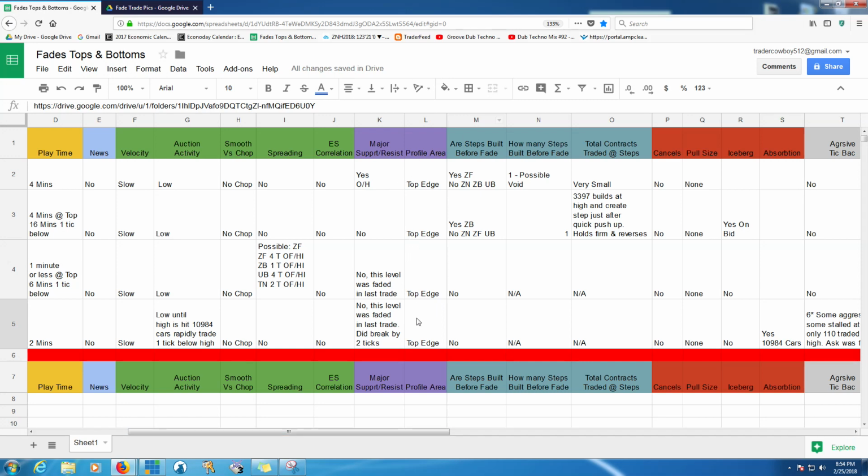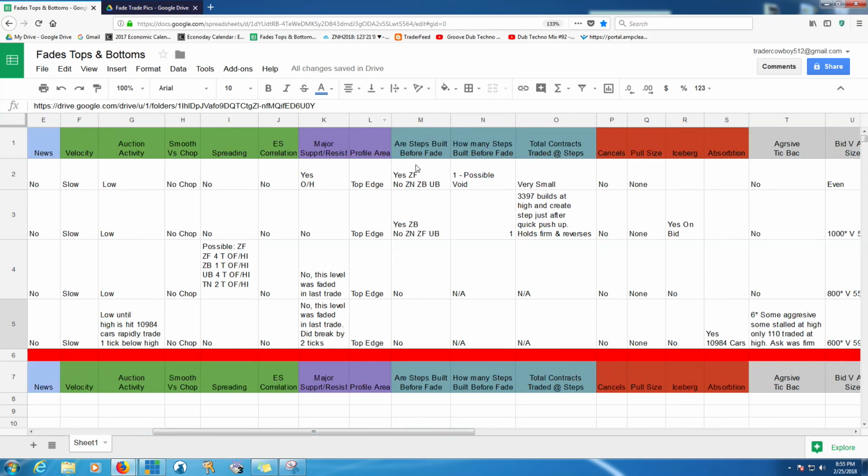Profile area, top edge, top edge, top edge. So this is telling me that the trade was going from long to short, and I was going to fade short because this happened at the top edge of the profile. Were steps built before the fade? Yes. Here, the 5-year, the 10-year, and ZB. And these all relate. These seafoam greens or blues, whatever, they all relate. How many steps were built before the fade? 1 possible void. So it could have been a step or it couldn't, very small.